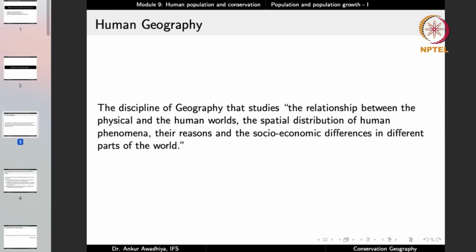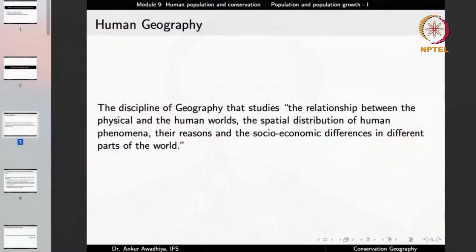Population is studied under the field of human geography, and we have looked at human geography before. So human geography is the discipline of geography that studies the relationship between the physical and the human worlds, the spatial distribution of human phenomena, their reasons, and the socioeconomic differences in different parts of the world.